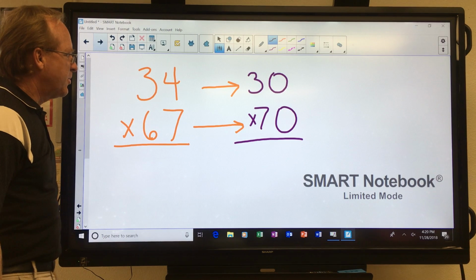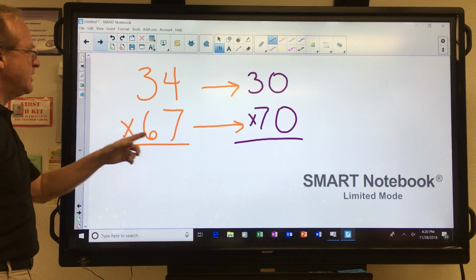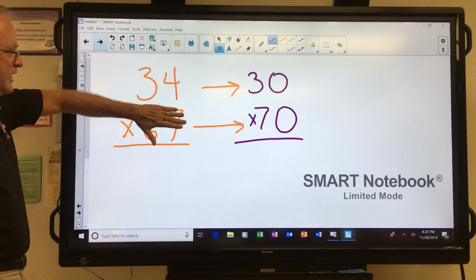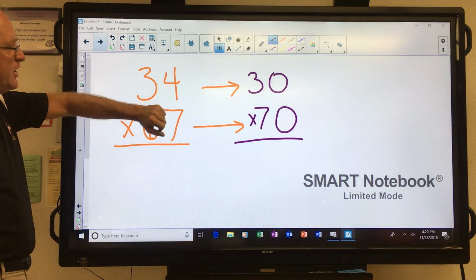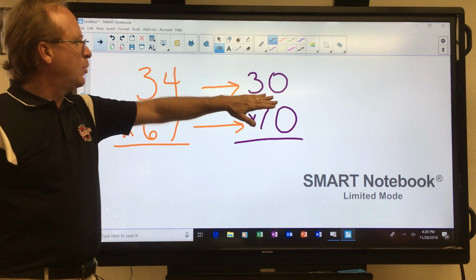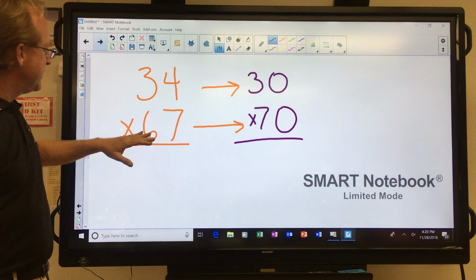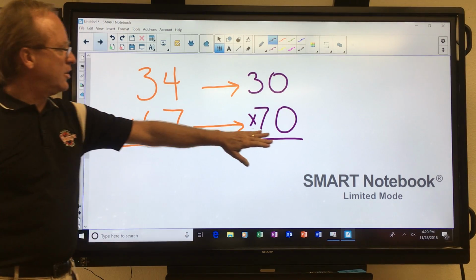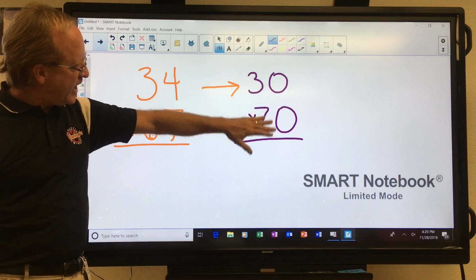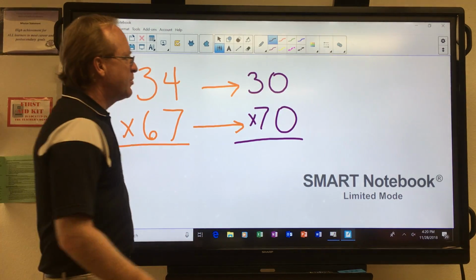So let's look at our example problem. We have 34 times 67. We look at each number individually. 34, closer to 30. 67, closer to 70. And now we have our problem set up, and we'll do that problem.